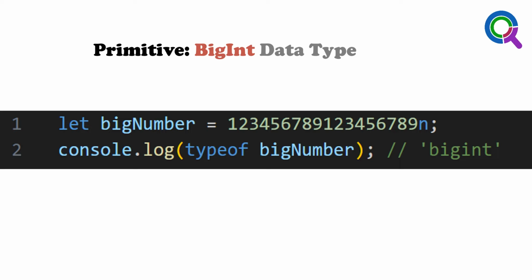BigInt represents integers beyond the safe integer limit in JavaScript. For example, let bigNumber equal 123 followed by an n. This indicates a BigInt type.